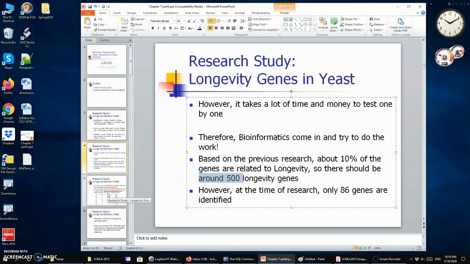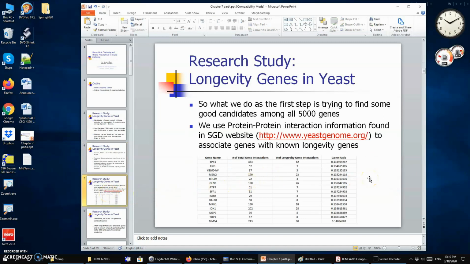So what we have done is this. We try to look into all of those 5,000 genes. We look into a website that provides information on what we call protein-protein interaction. For example, one of the genes in the yeast has a total of 463 interactions with all other genes. So there's a lot of interactions. This is an active one with a lot of activities with other genes.